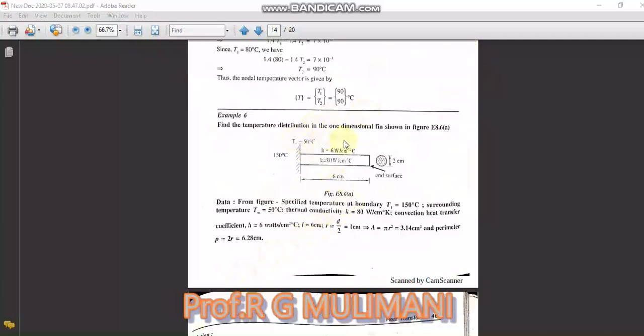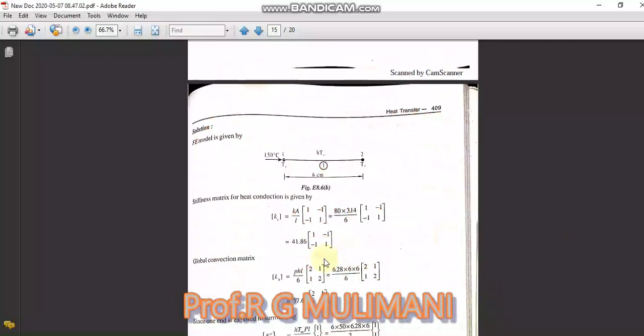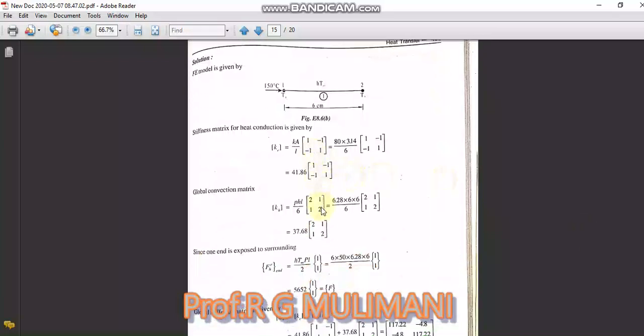Okay, let us see one more problem. In this problem the H value is given, so convection heat transfer will be there. K value is given, so conduction will be there. At node 1 it is 150 degrees Celsius. Let us find the conduction matrix. AK by L times 1 minus 1, minus 1 1. Substitute the values and find the conduction matrix. As the convection value is given, the convection will be there, PHL by 6 times 2 1, 1 2. Just add these two matrices to get the global stiffness matrix.